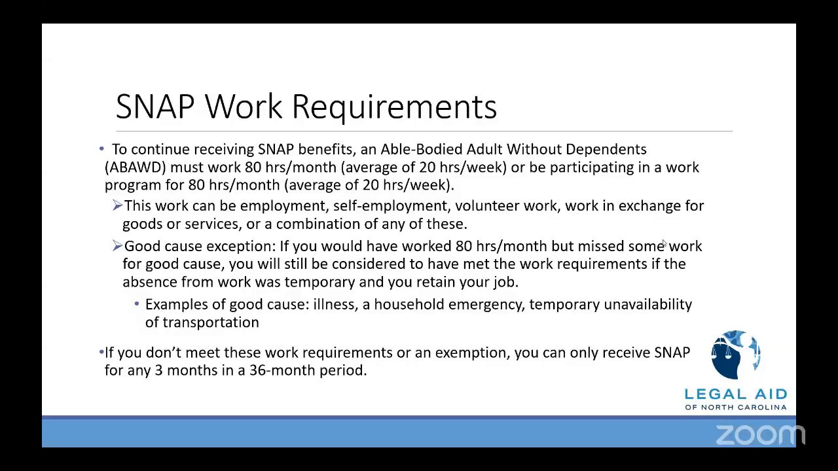Here is more information on the work requirements that I was mentioning a little earlier in our presentation. To continue receiving SNAP benefits, people who are considered able-bodied adults without dependents, or ABAWDs, must work an average of 20 hours a week or be participating in a work program for 20 hours a week. We'll talk more about what it means to be an able-bodied adult without dependents. But if that is you, you have to be working an average of 20 hours a week to continue receiving SNAP benefits. If you don't meet those work requirements, you can only get SNAP for any 3 months in a 36-month period.